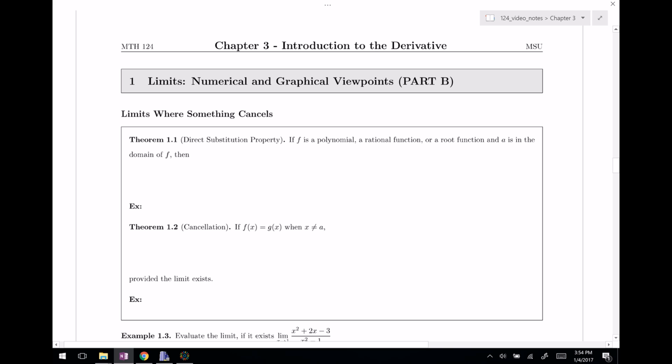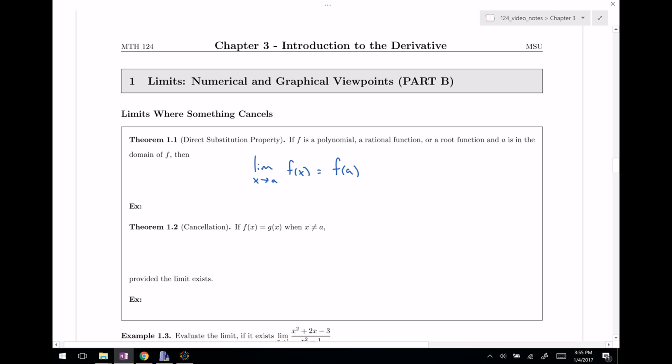So the claim is, in most cases, polynomials, rational functions, root functions, a lot of functions that we know and love, so long as a is in the domain of your function, then the limit as x approaches a of f of x is just equal to plugging in a everywhere you see an x. So that's going to be f of a.